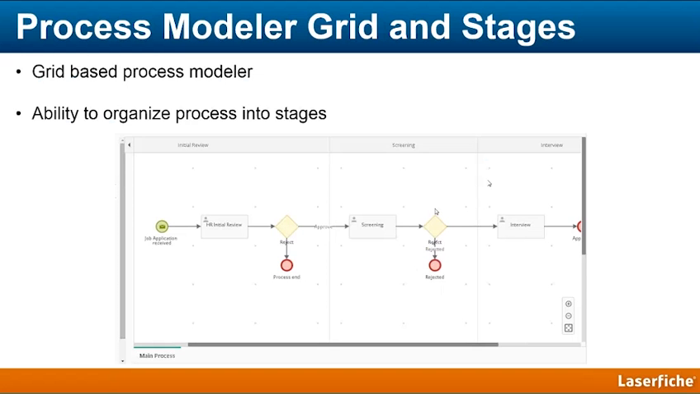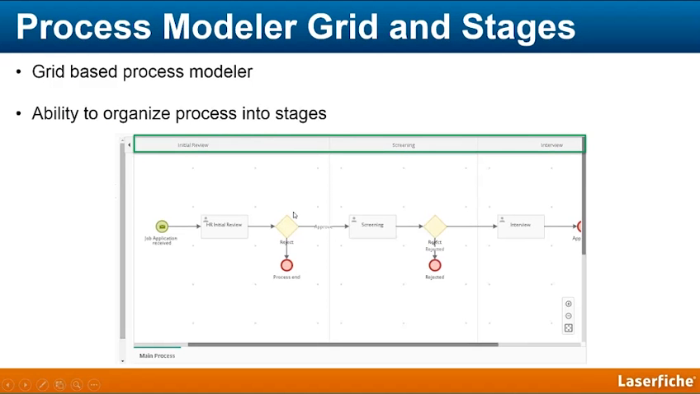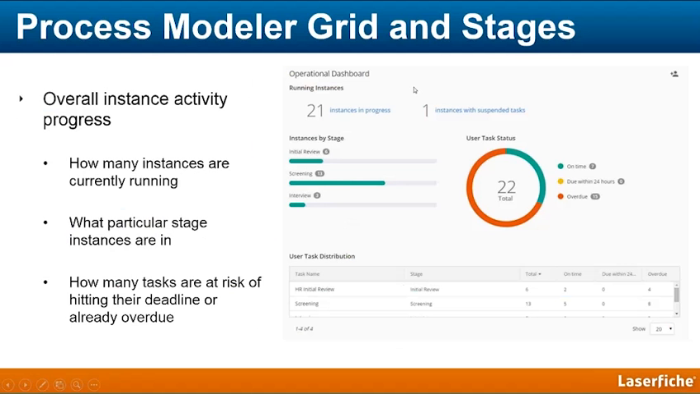Another important feature on this slide is that the process modeler now includes the ability to separate different aspects of your processes into distinct stages. Notice in the screenshot here, we define 3 stages in our hiring process. We have initial review, screening, and interview. In addition to keeping the process model clean and clear, stages are also an important feature to take advantage of for tracking processes in the new operational dashboard.